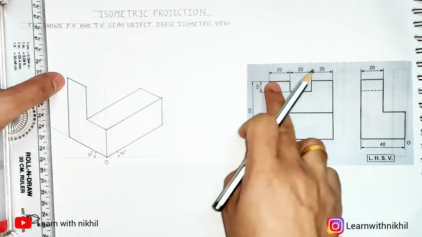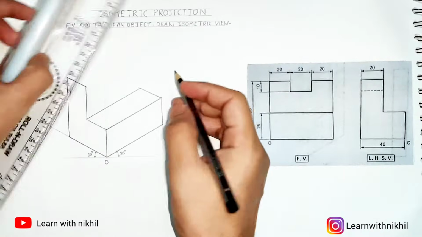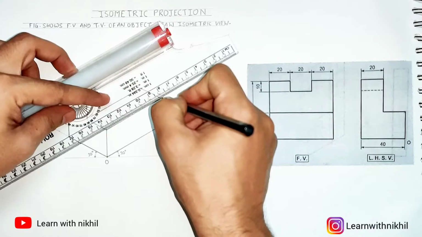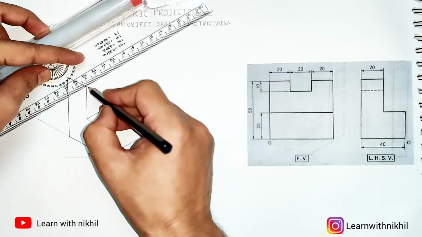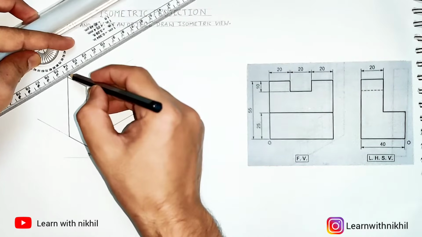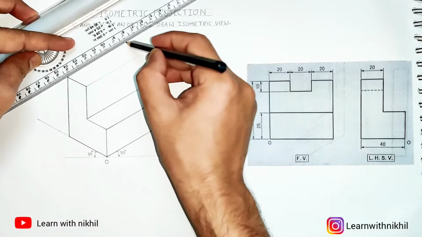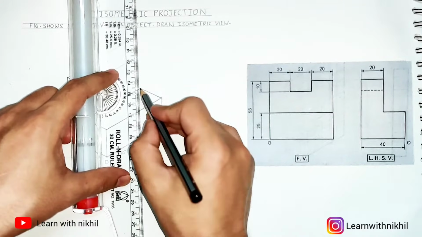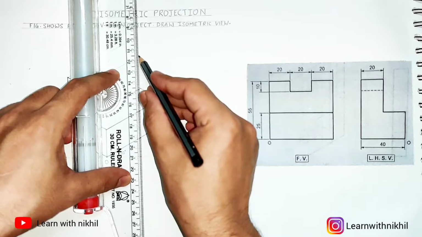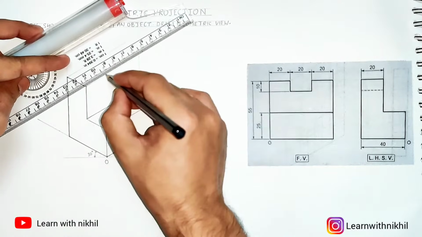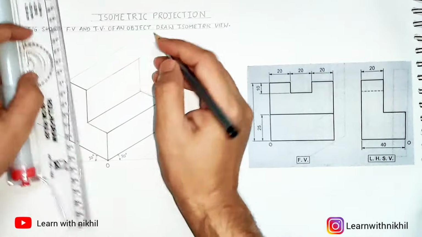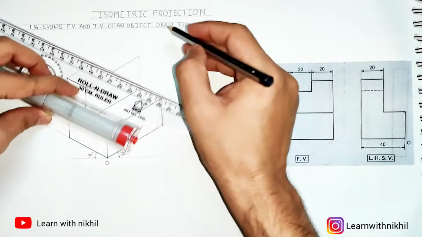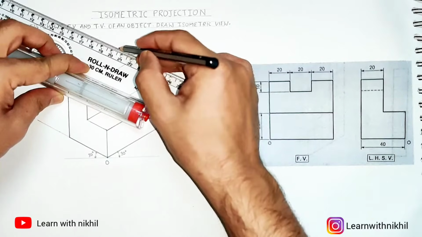Now completing this part, it has a gap of center 20. So taking parallel to this line, we will draw here. So this block is of 20, 20, 20. As you can see now, our block is getting completed. It is taking the shape of the join of front view and the side view.